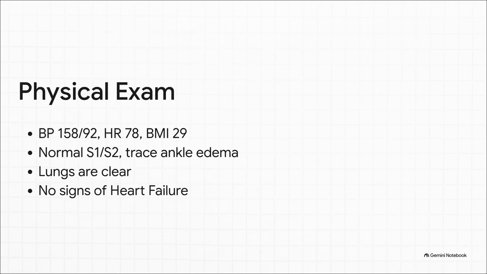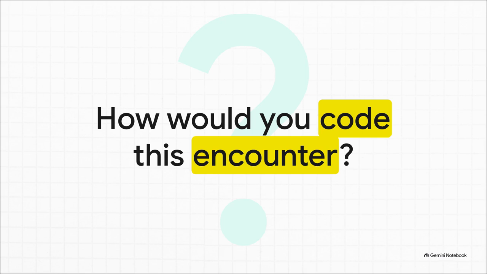Moving on to the physical exam, the clinical findings confirm that elevated blood pressure at 158 over 92, right there in the clinic. The cardiovascular exam shows normal heart sounds, but does note some trace ankle edema. His lungs are clear. But here is the absolutely critical part for us as coders. The provider explicitly documents that there are no current signs of heart failure, no JVD, and no rales in the lungs. So put on your auditor hat for a second.